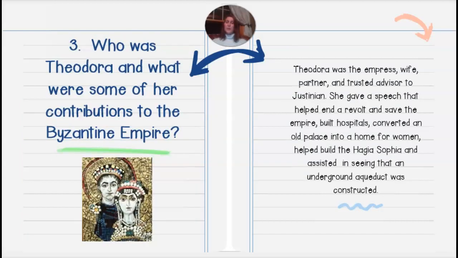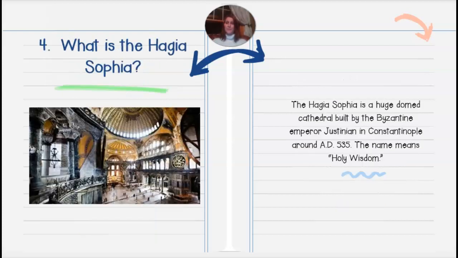Question number 3. Who was Theodora and what were some of her contributions to the Byzantine Empire? Theodora was the empress, wife, partner, and trusted advisor to Justinian. She gave a speech that helped end a revolt and save the empire, built hospitals, converted an old palace into a home for women, helped build the Hagia Sophia, and assisted in seeing that an underground aqueduct was constructed. So you can see that Theodora and Justinian were a pair to be reckoned with, actually. They both worked together to create a lot of new improvements for the Byzantine Empire.